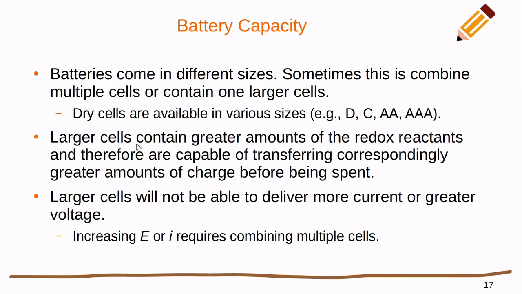Now, larger cells contain greater amounts of the redox reactants, and what this does is it makes them capable of transferring correspondingly greater amounts of charge before being spent. Now, that does not mean it can produce more voltage. It does not mean that it can produce more current. Okay? It means you're going to be able to use them longer before they go dead. That's why we have larger batteries, because we want to store more overall energy, because we don't want them to go dead as quickly.